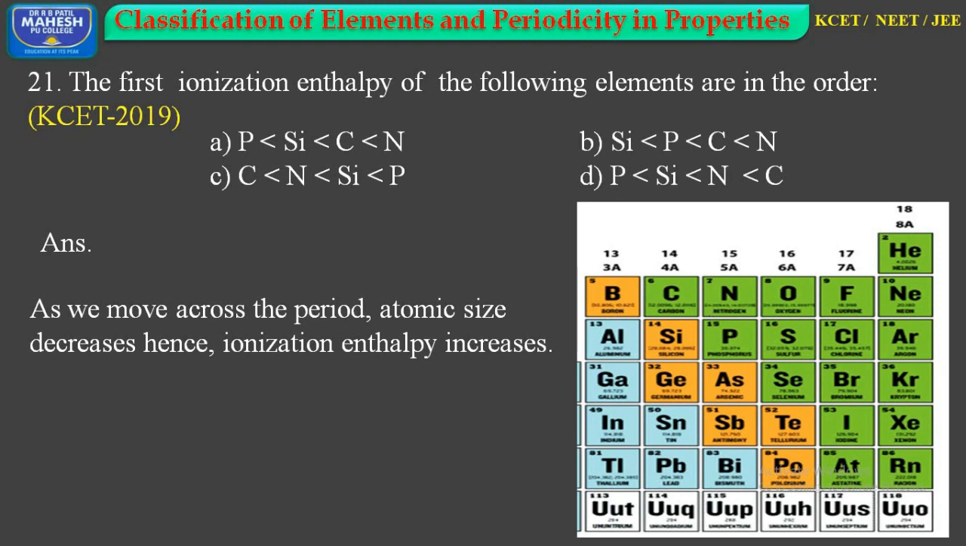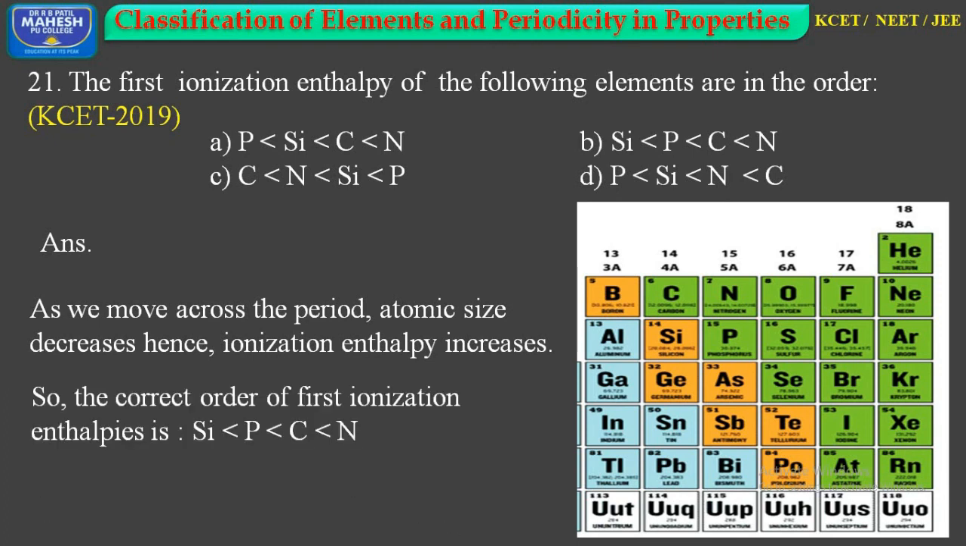With this, the correct order, that is increasing order of ionization enthalpy with the elements carbon, nitrogen, silicon and phosphor can be written as silicon with the least ionization enthalpy value, whereas phosphor relatively higher ionization enthalpy. And next is the carbon, whereas the highest value of first ionization enthalpy is in case of nitrogen. So students, option B is the right answer.